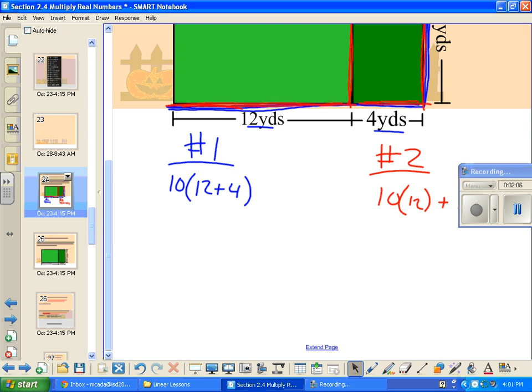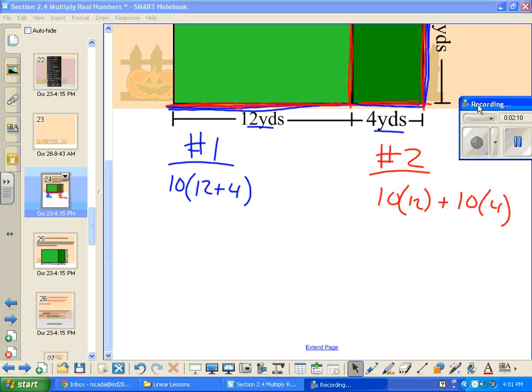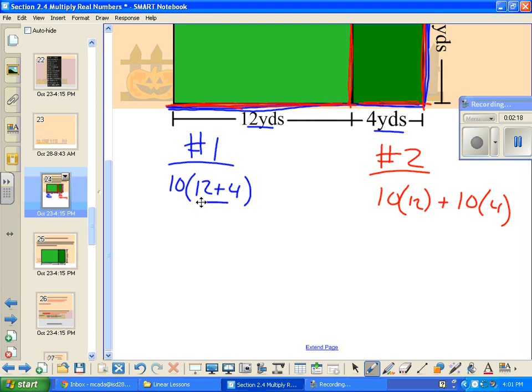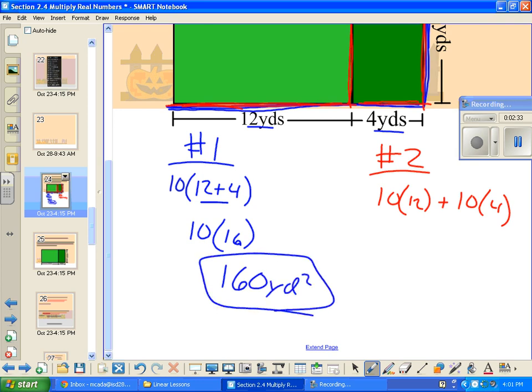Okay, so again, what we're trying to do is show that we have these two different solutions, and they seem like two different ways to find the solution, but they both should equal the same answer because they both seem like legitimate ways to find the solution to this problem. Now solving the problem here and showing that they do equal the same answer: 12 plus 4 gives me 16, and then 10 times 16 gives me 160. So 160 yards squared of area that they have to work with for their garden.